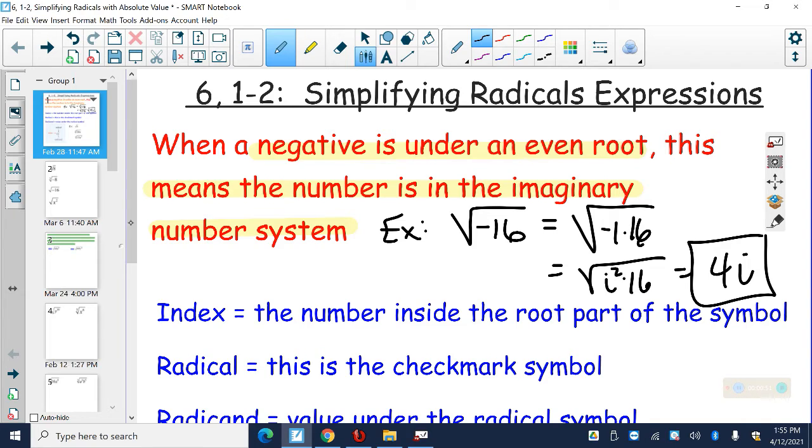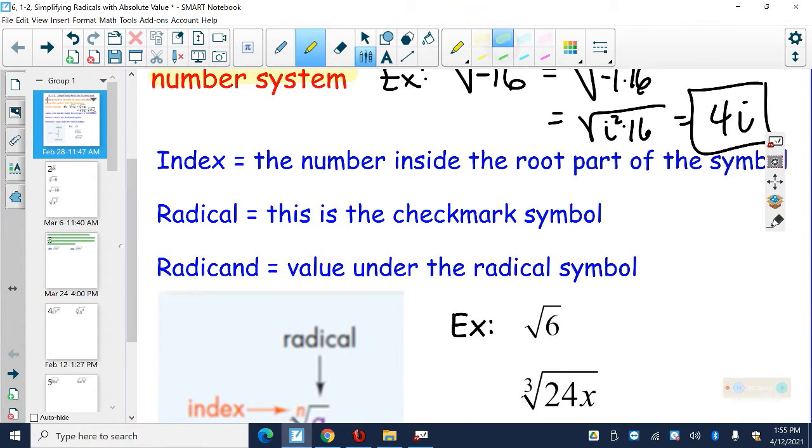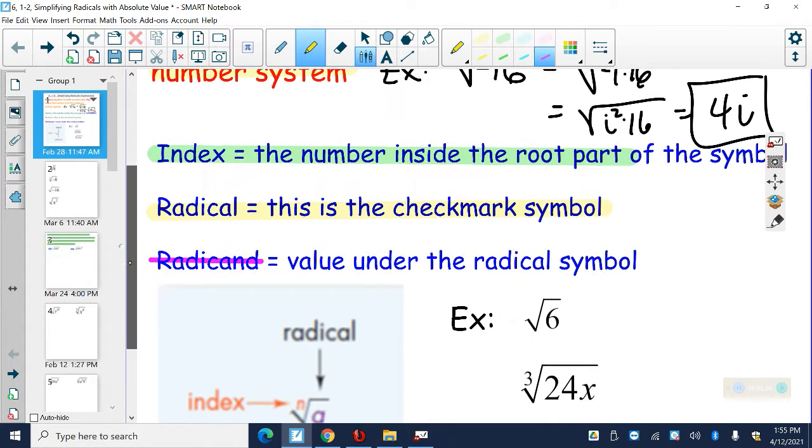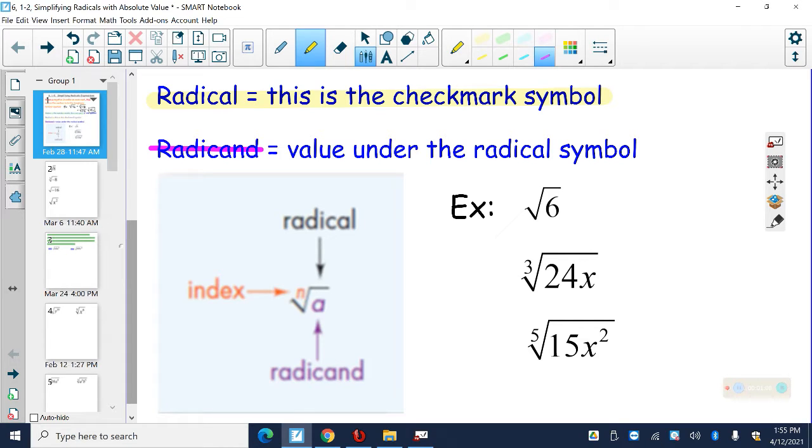Okay? Index. Index is the number inside the root part of the symbol. It's the check mark concept. Then we have a radical. This is the part of the check mark. And then lastly, we have the radicand. So let me make sure that you guys are understanding this. The index is the number inside the check mark, and the little part there. That's the index. Then you're going to have the radicand, which is completely underneath the check mark. And then the check mark symbol itself is the actual radical.